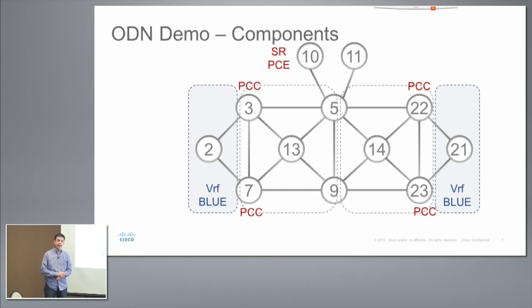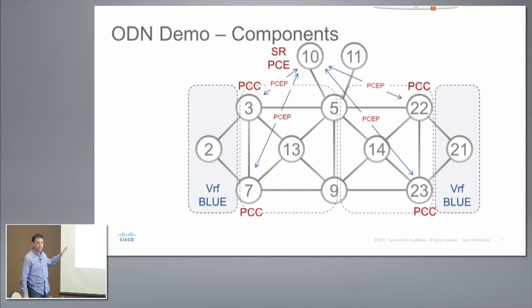So I mentioned a segment routing PCE. Well, we use Path Computation Element Protocol to establish communication between the edge devices, the PEs, 3, 7, 22, 23, and the PCE server. The PCE server, as I mentioned earlier, is router number 10, an IOS XR router acting as a segment routing PCE. All the edge devices are clients.